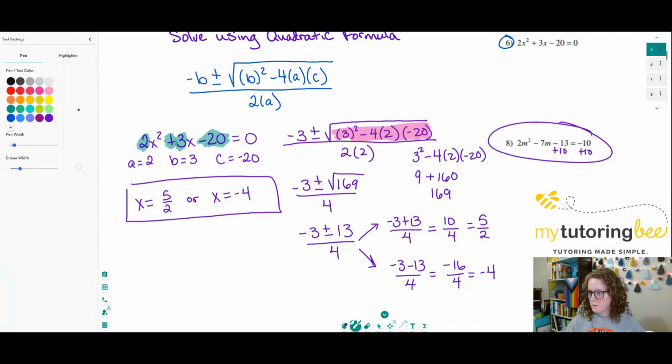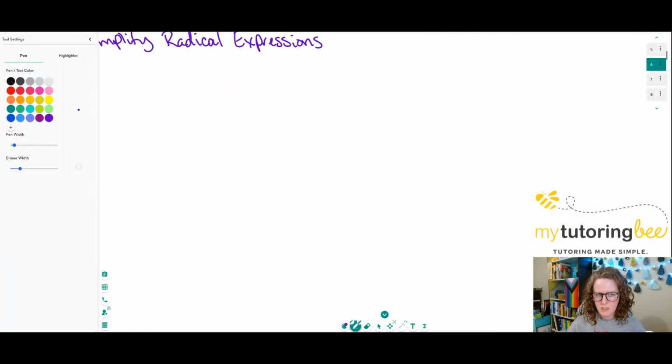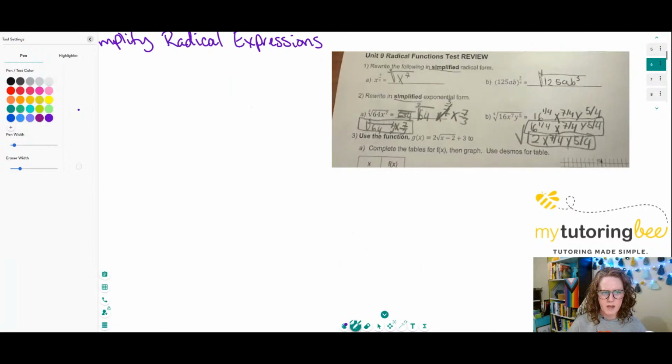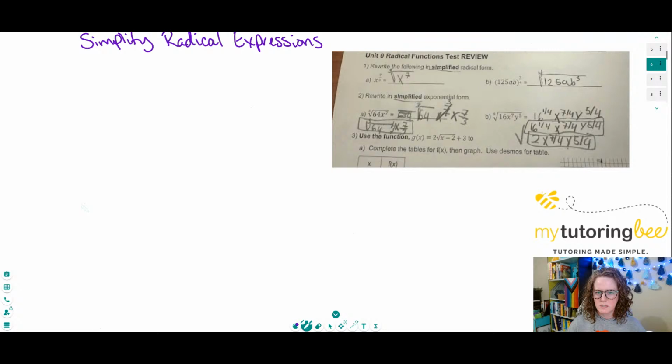Okay, let me see how we're doing on time here. All right, I wanted to do problem 8 as well, but I have one other type of problem that I want to make sure we cover, simplifying radical expressions. Let's go ahead and do simplifying radical expressions. And then if we have time, we can go back and try that other problem with the quadratic equation. So let's try this one.